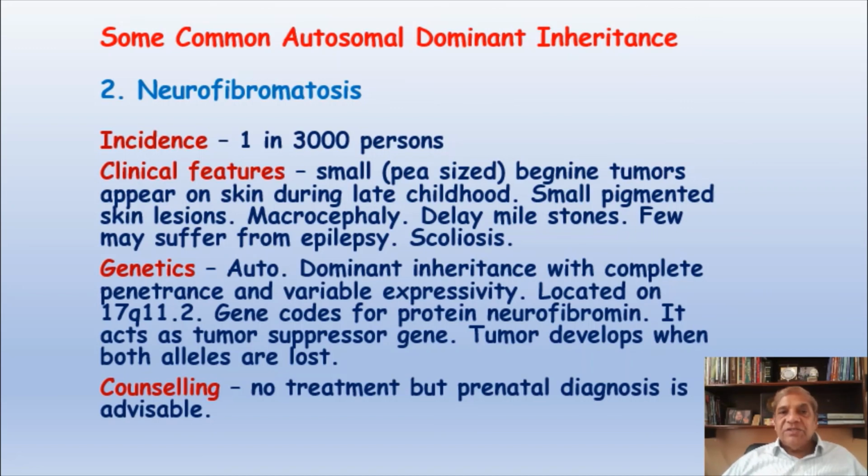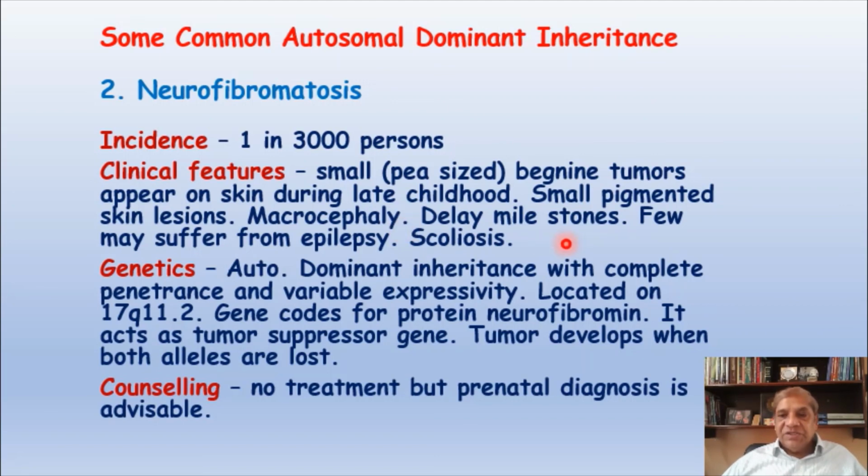Neurofibromatosis incidence is 1 in 3,000 live births. Clinical features are small pea-size benign tumors. They are not cancer, but multiple benign tumors are present in the skin. They appear during late childhood, and you must have seen many people like that. I have seen many, not as a doctor but as a general public. Other features include small pigmented skin spots, discoloration or hyperpigmentation, macrocephaly, a large head, and delayed milestones.